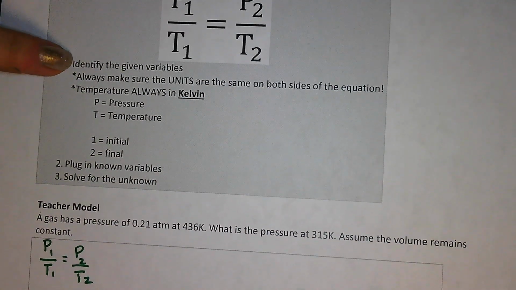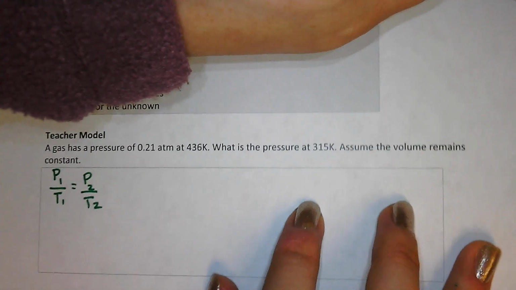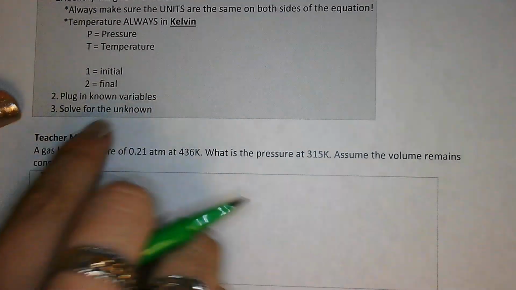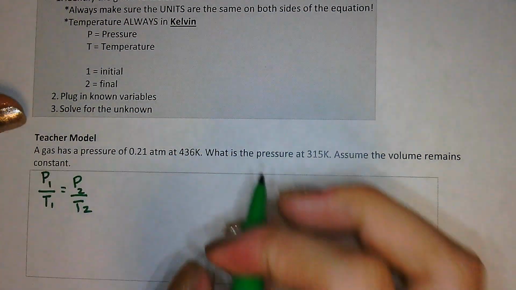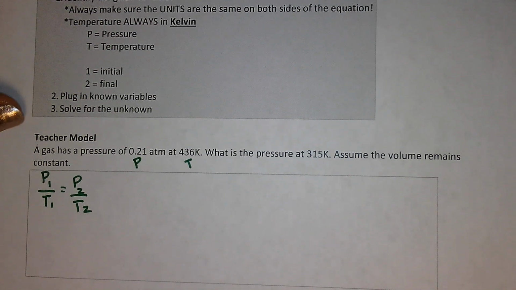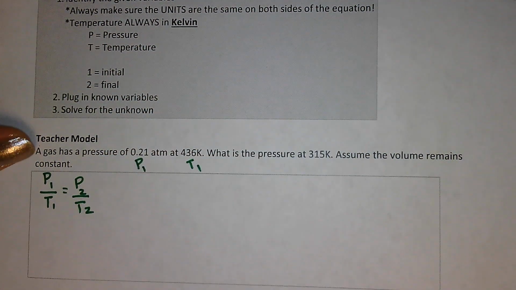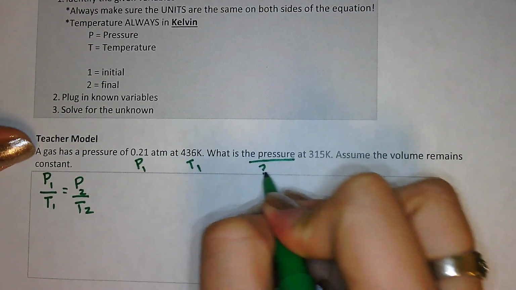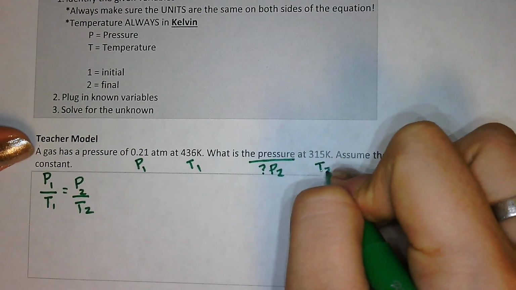Alrighty, so now I have to identify the variables given to me in the problem. So let's read the problem. A gas has a pressure of 0.21 atmospheres at 436 Kelvin. Here they tell me pressure and they tell me temperature. I can assume that these are the initial values because later on it asks me about what is the pressure at this temperature. So I'm just going to say that this is P1 and this is T1. What is the pressure? They are asking about P2. And they gave me T2.